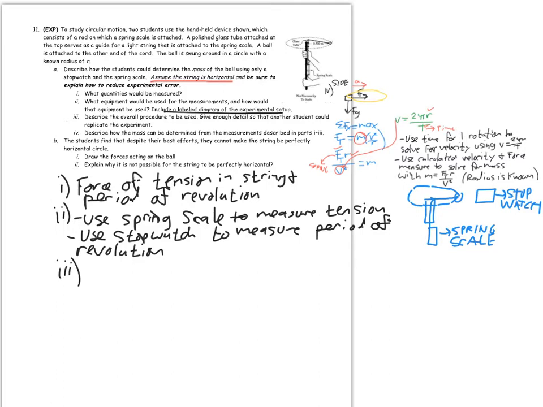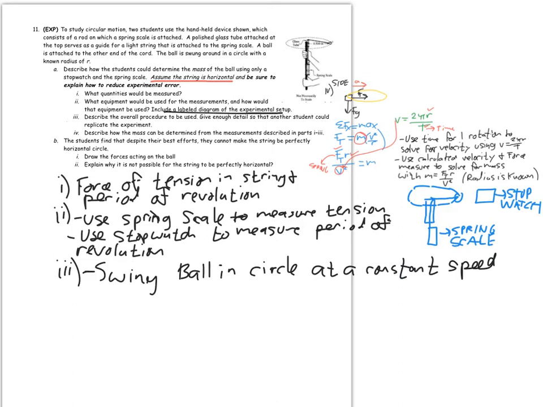For the last part, describe this experimental procedure. First of all, we always want to state what we would actually do to complete a trial. So we're going to swing the ball in a circle at a constant speed. Next, I would say we're going to measure the time for one period and record the force while we're spinning it at this constant speed.